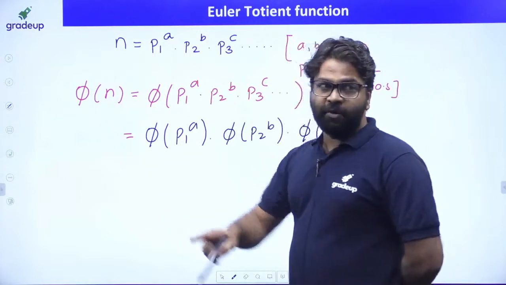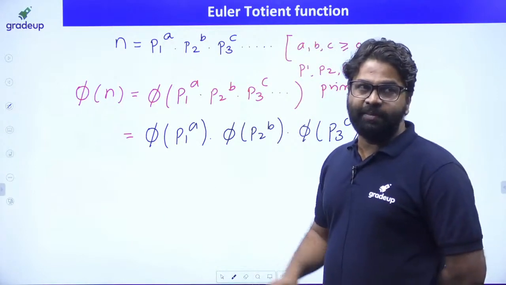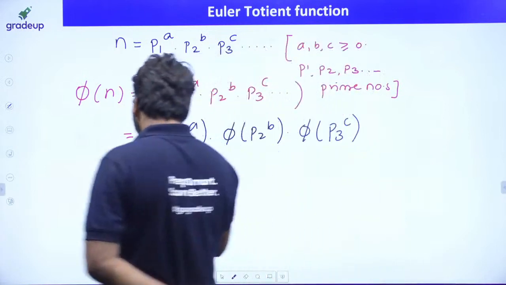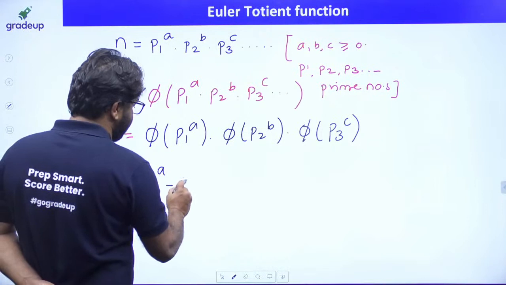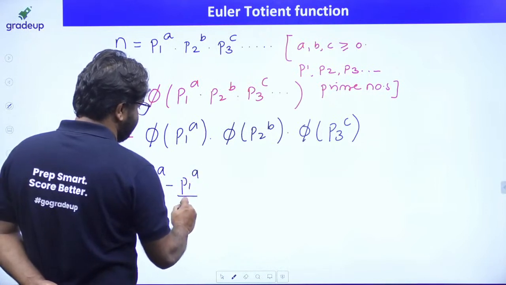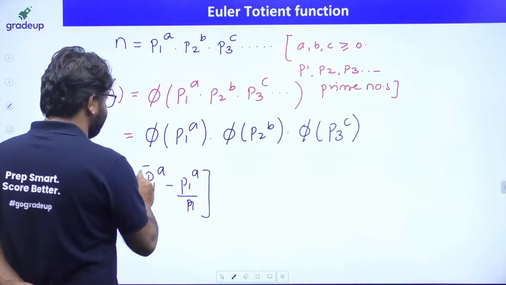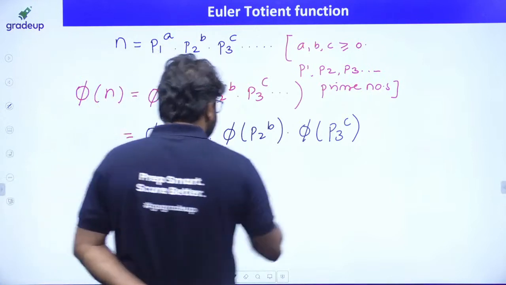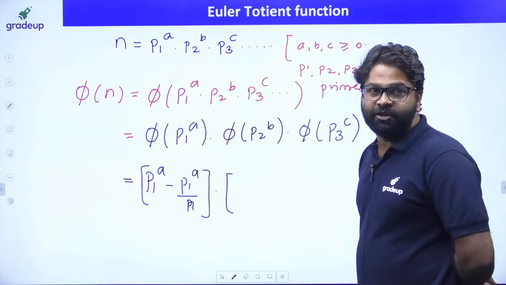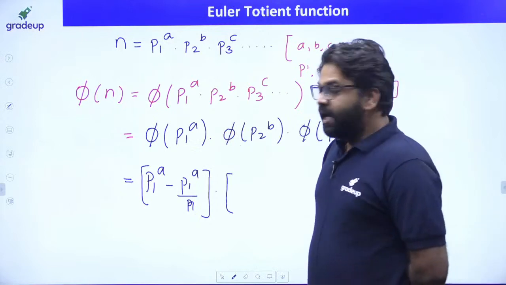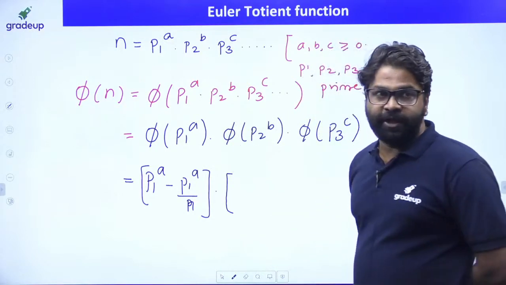Now, in the previous formula, as we know that totient functions are multiplicative in nature, this can be written as P1 raised to A minus P1 raised to A divided by P1. Here, in the previous slide we have already calculated the totient function of P1 raised to A. Now what will happen? The totient function of P2 raised to B.